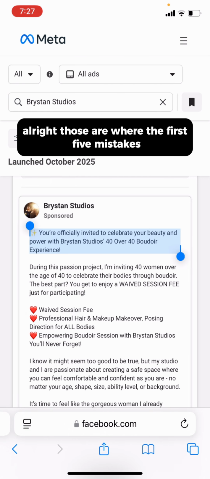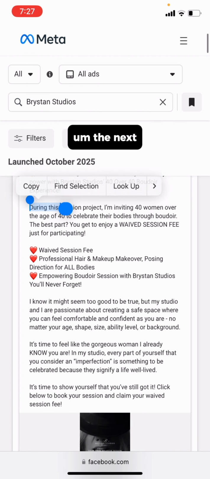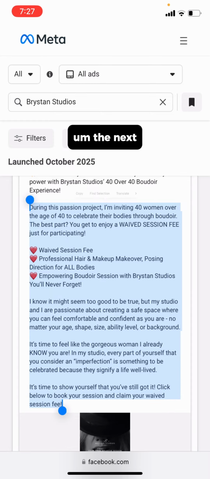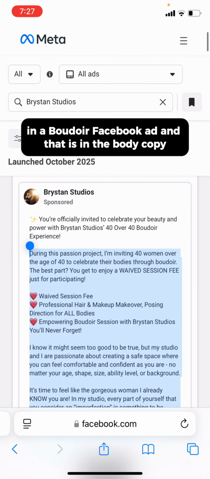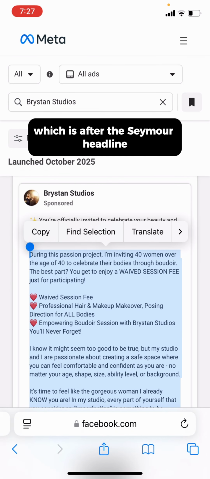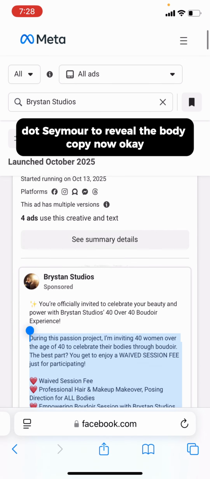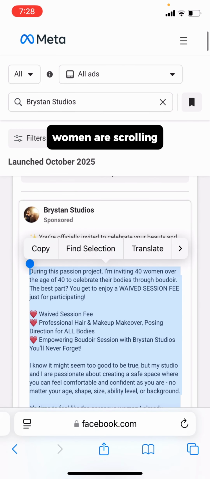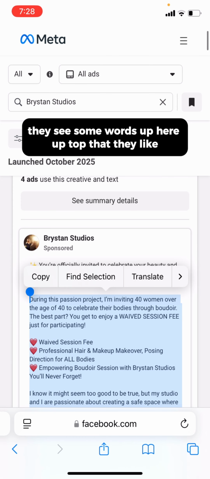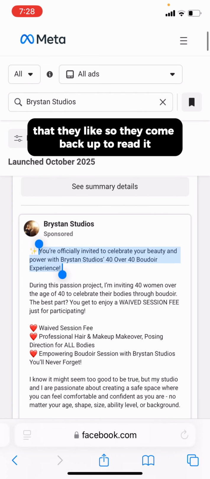All right, those are where the first 5 mistakes in a Boudoir Facebook ad can happen. Now we're going to move on to the next 3 mistakes that can happen in a Boudoir Facebook ad, and that is in the body copy, which is after the See More headline. They click See More to reveal the body copy. Now, think of newsfeed psychology. Women are scrolling. They see some words appear up top that they like, so they come back up to read it.